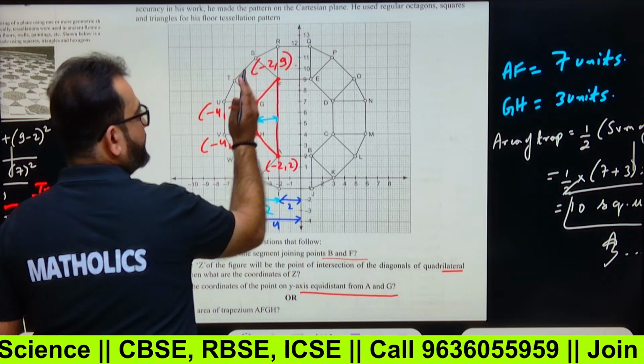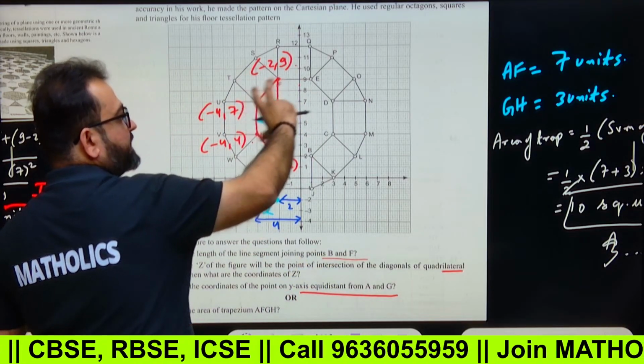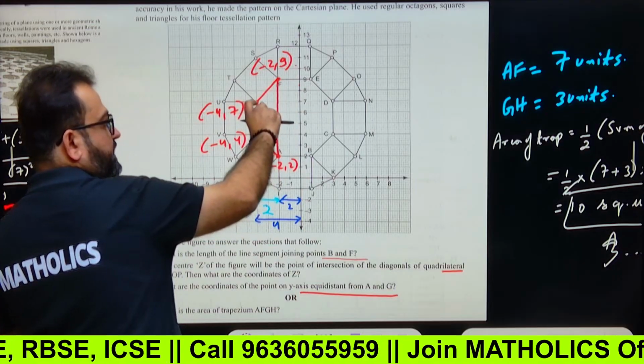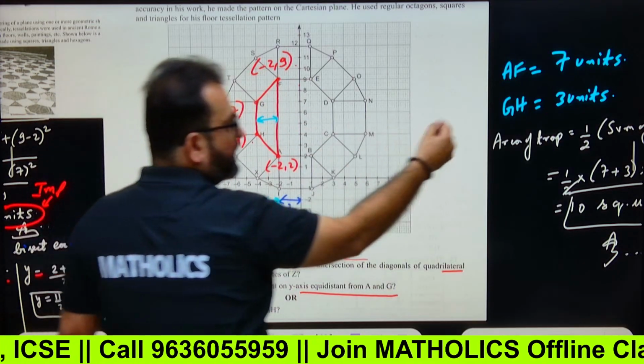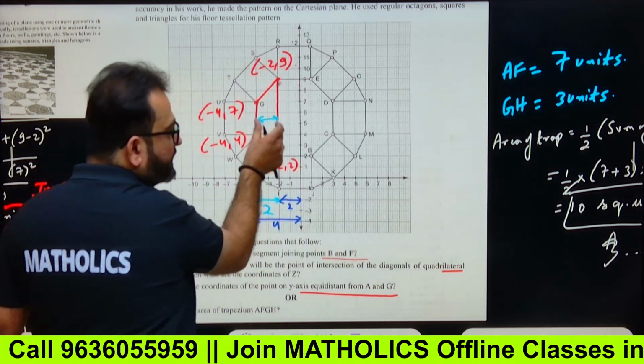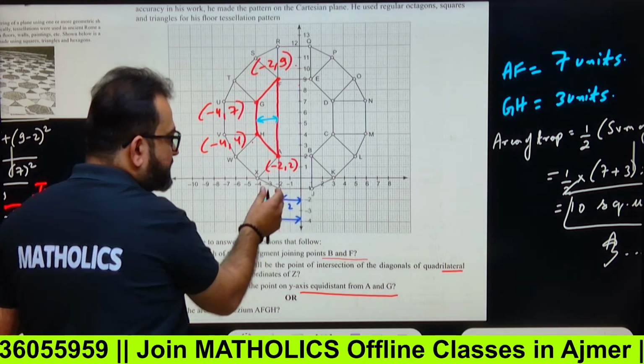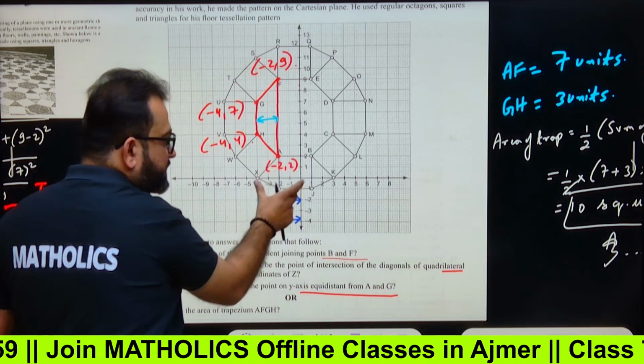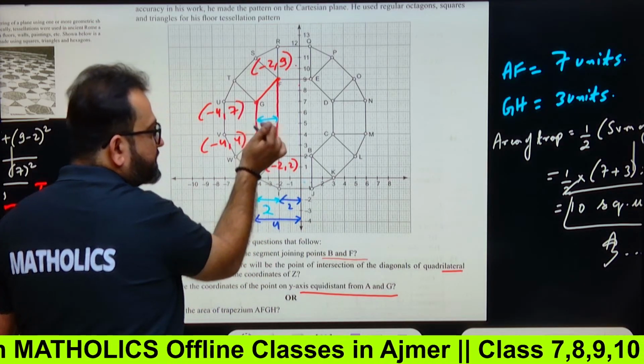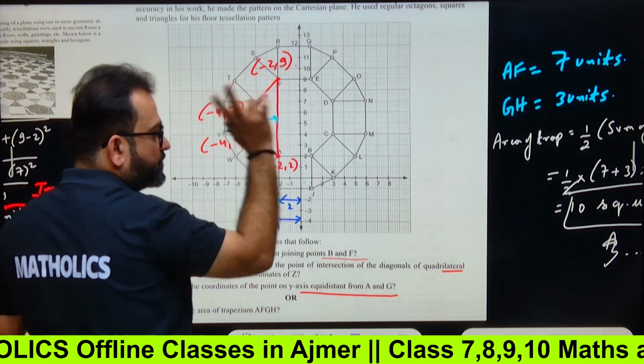This and this are parallel. So the sum of parallel sides means the sum of these lengths. Find this length, find this length, add both of these. Half into the sum of that, and the distance between them. If this point is at a distance of 2 units, this point is at a distance of 4 units. So this distance is what? This is 2 units.